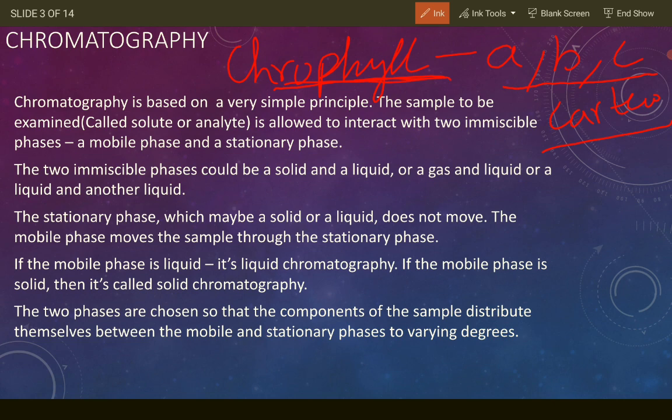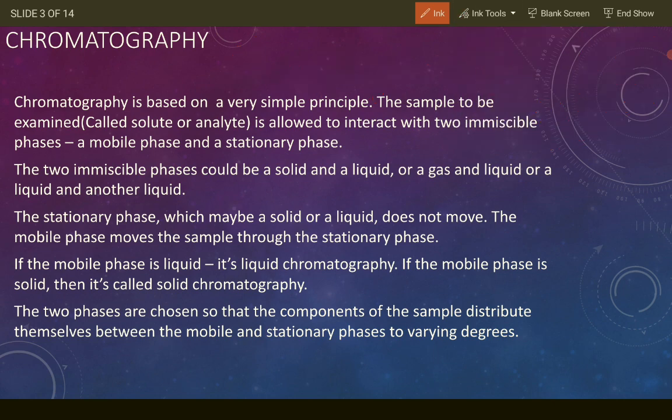Now this chlorophyll, we may need to separate these different compounds from the chlorophyll mixture, right? We may need to separate chlorophyll A from the rest of the compounds, or we may need to separate chlorophyll B or the carotenoid from the rest of these compounds, right? So when we need to do that, we use chromatography as a technique to separate different compounds from a mixture of compounds, right?